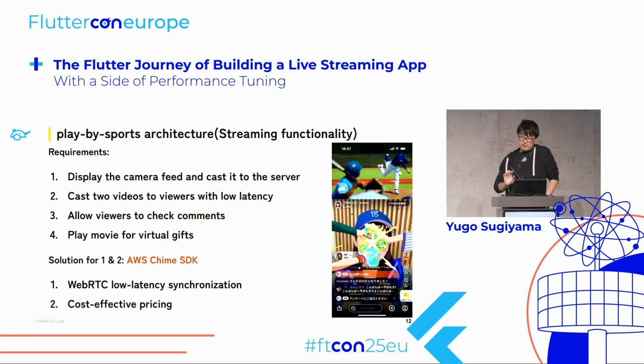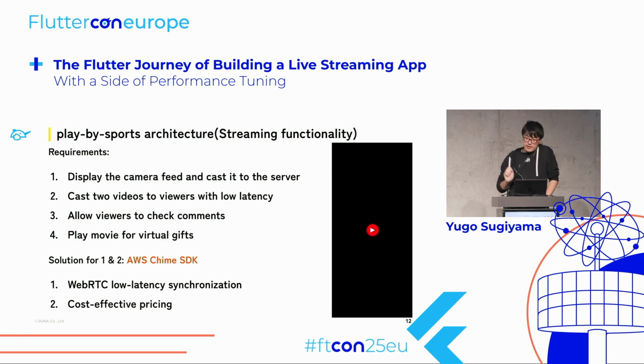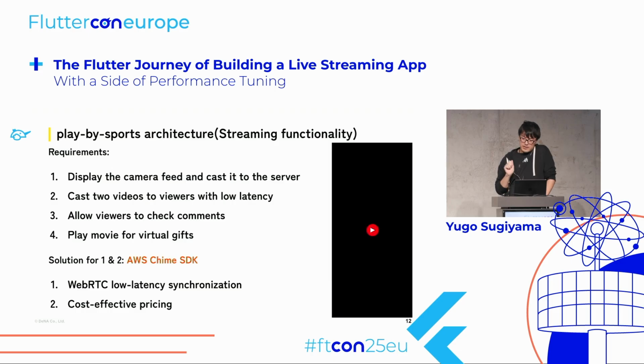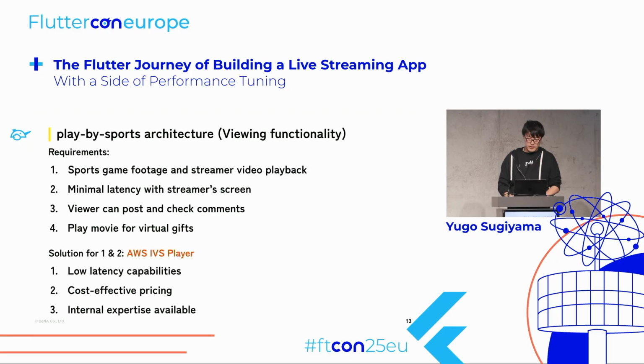To achieve the first and second streaming requirements, we mainly use the AWS Chime SDK. The reason we chose the SDK is that by using WebRTC supported by this SDK, it allows us to show both the game footage and the streamer's video with low latency. And it was also cost-effective.